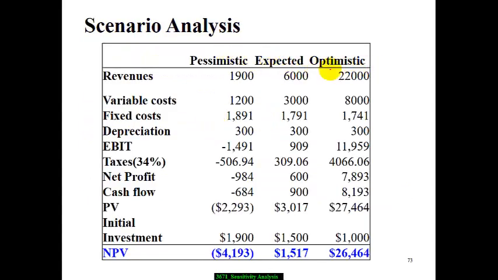So as you see, we have three cases: the worst, the best, and the expected. We found out our net present value cannot be worse than negative 4,193. Also, we cannot top a net present value of 26,464. So this gives us the worst-to-best range.